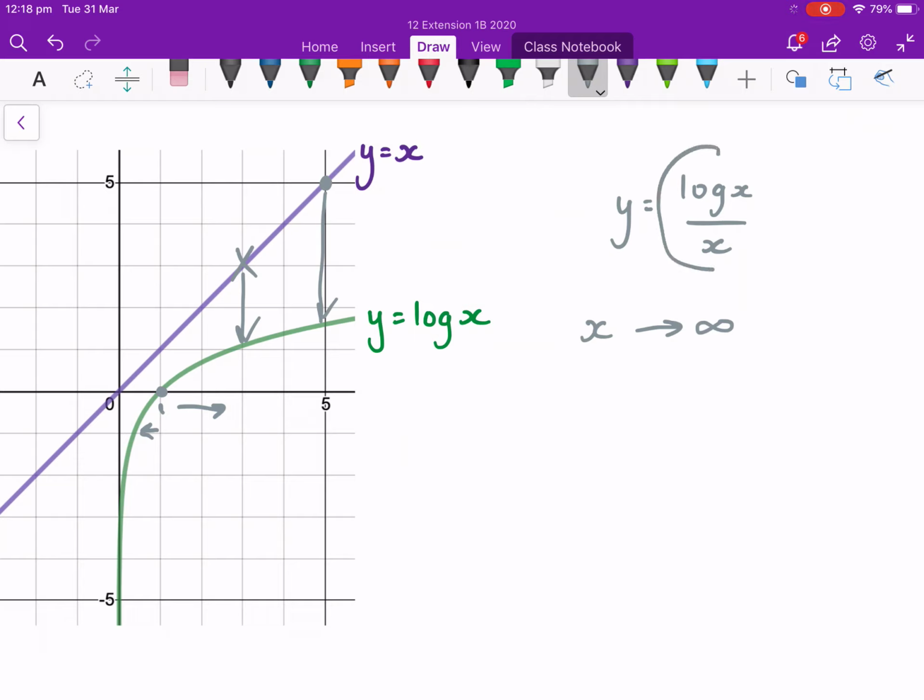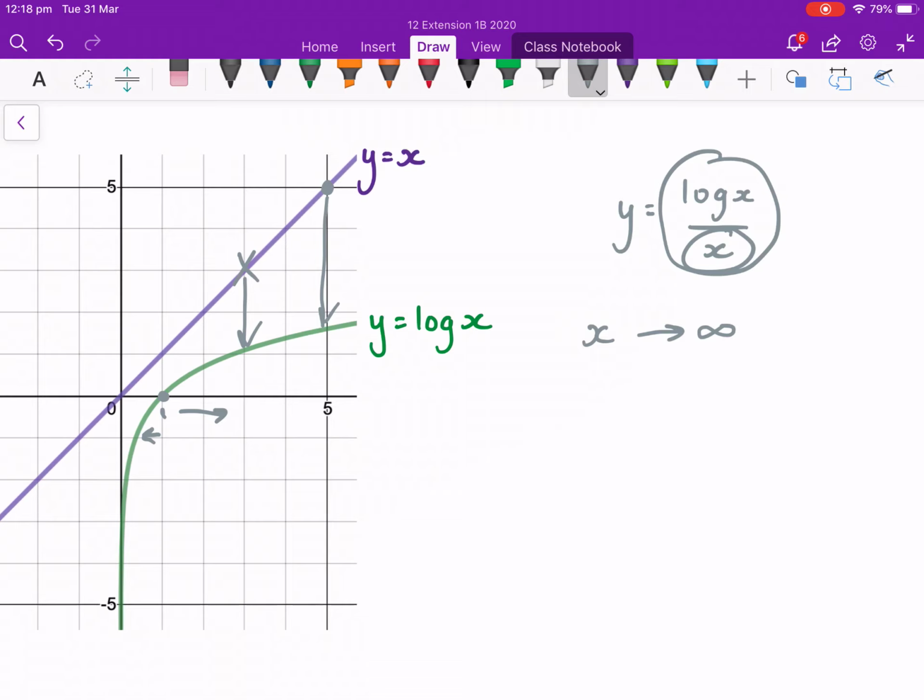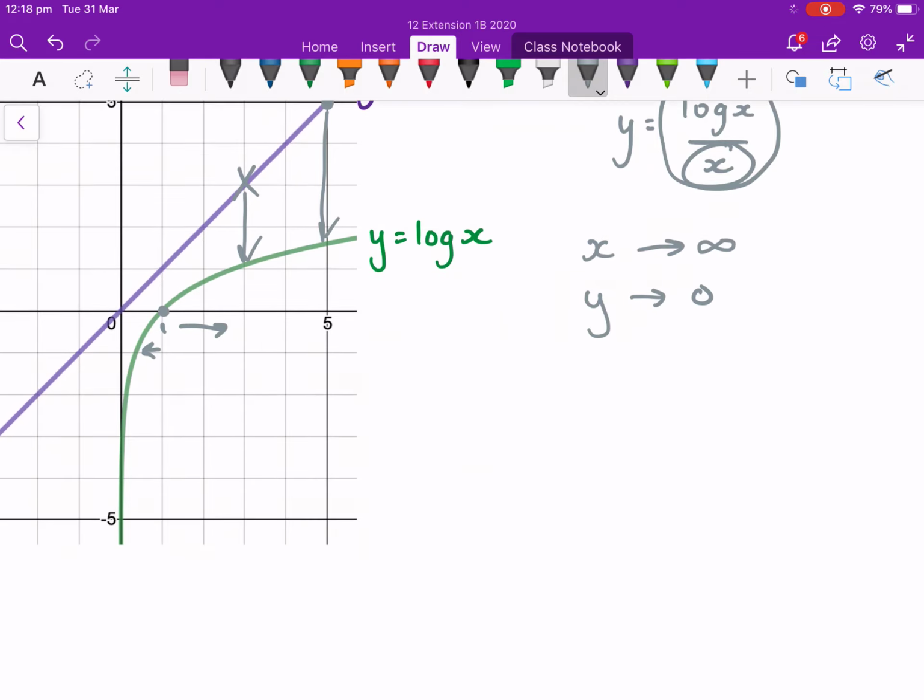our function y equals log x over x has a denominator, the x value, that is getting bigger at a faster rate than log x. So as x gets larger and larger and tends towards infinity, the denominator gets bigger and bigger, larger than the numerator. So this ends up tending towards 0. The value of y will get smaller and smaller because the x value is always going to be bigger than log of x.